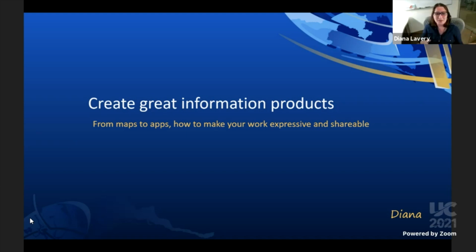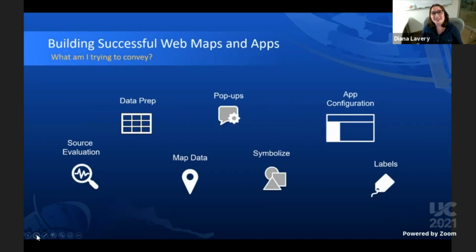All right, so Bern talked a lot about the administration, creating your brand. I'm going to now talk about your information products that your organization is making with ArcGIS Online: maps, apps, and how to share these great things. Building successful web maps and apps has many different steps. They're not always a linear process of step one, choose your base map, step two, do this. No. It's a constantly evolving thing in which you're always asking yourself, what am I trying to convey here?